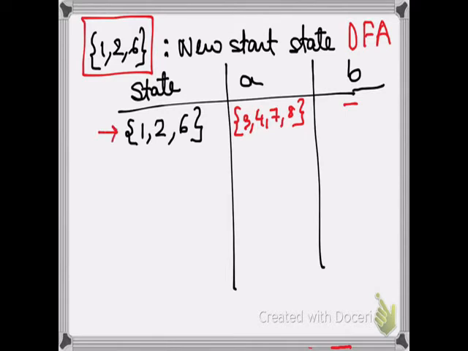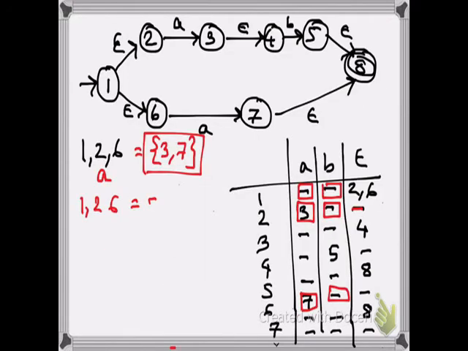Now here we got a new state. Not a new start state, we got a new state which is this 3, 4, 7 and 8. So now we will write 3, 4, 7, 8 here. And in the same manner now we will compute what would be the transition on A and B for this new state, 3, 4, 7, 8. Let us go back to the transition table and see.